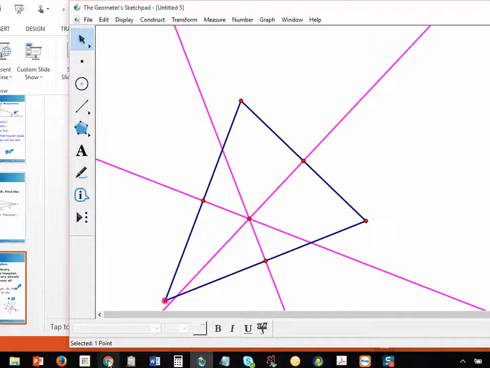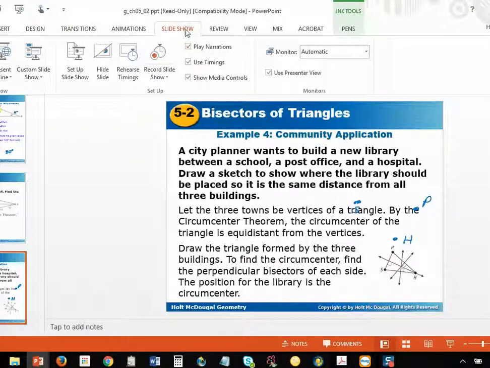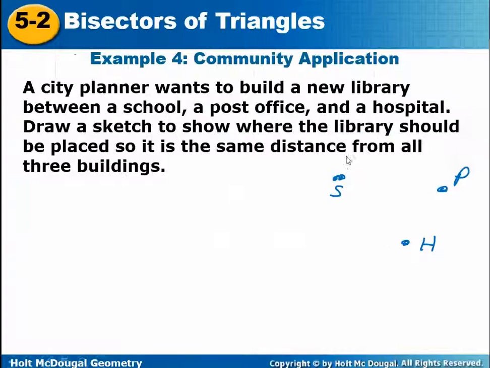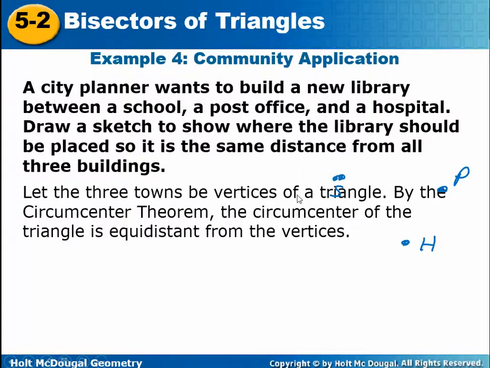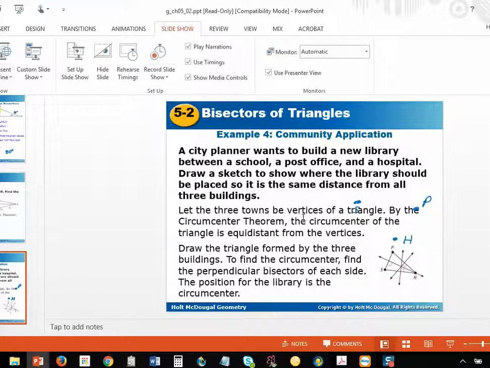Okay, go back to my lesson here. Slideshow from current slide. Okay, so that's how you would construct it in Sketchpad. It's not bad in Sketchpad at all. And there it is if you were going to draw it by hand. You can also construct the incenter in Sketchpad.